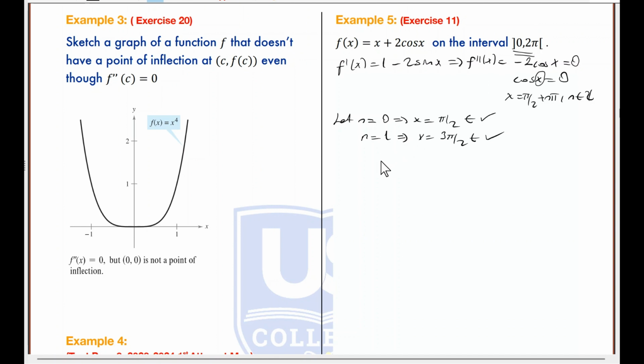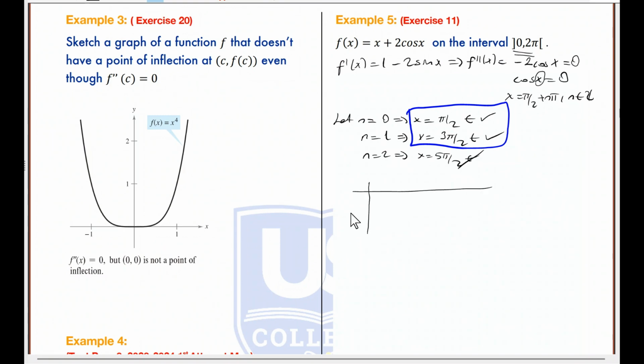What about 2? When I give 2, what happens? 2 pi plus half pi, it's going to be 5 pi over 2, which is not in the interval. So I'll have just those two values. The other numbers will be outside of this interval. So I have two points of inflection then. Let's make a table of variations to identify concavity.